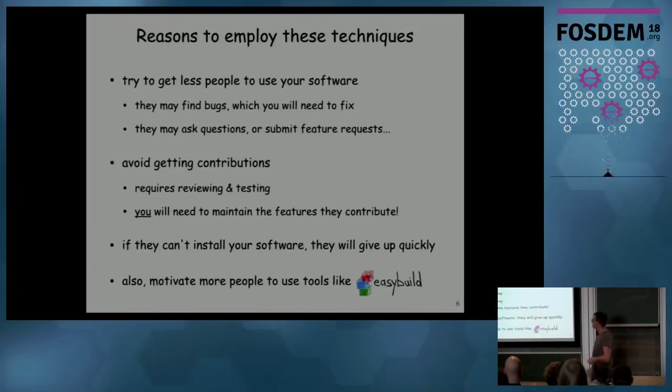Well, if there's less people that use your software, then they're not going to find bugs, and you won't have to fix the bugs. People that use your software may ask questions or ask for feature requests, and then you may have to get back to them or actually do some more coding, so you don't want to do that. It's a way to avoid getting contributions, so you don't have to review them, you don't have to test them, you don't have to maintain them in the long run. That's good. If they can't install your software to begin with, hopefully they will give up quickly and you'll not get any of them. And it's also a bit of a way to motivate more people to use tools like EasyBuild that make it easy to install software. We just wrap around all that crap.